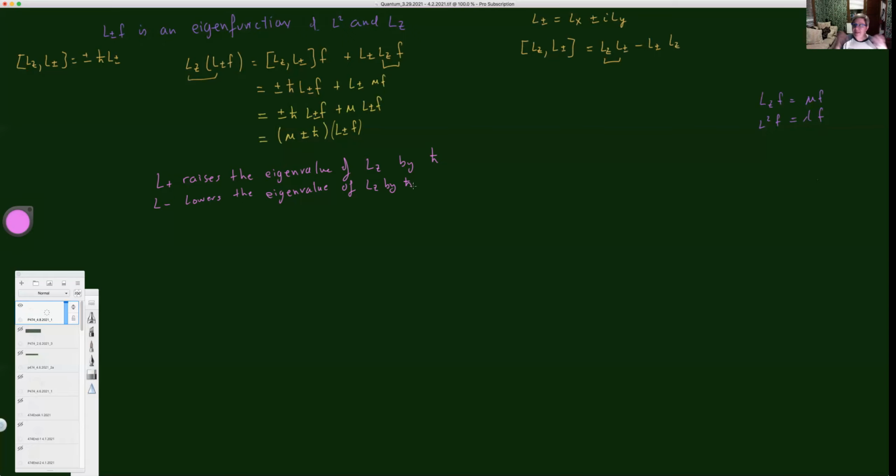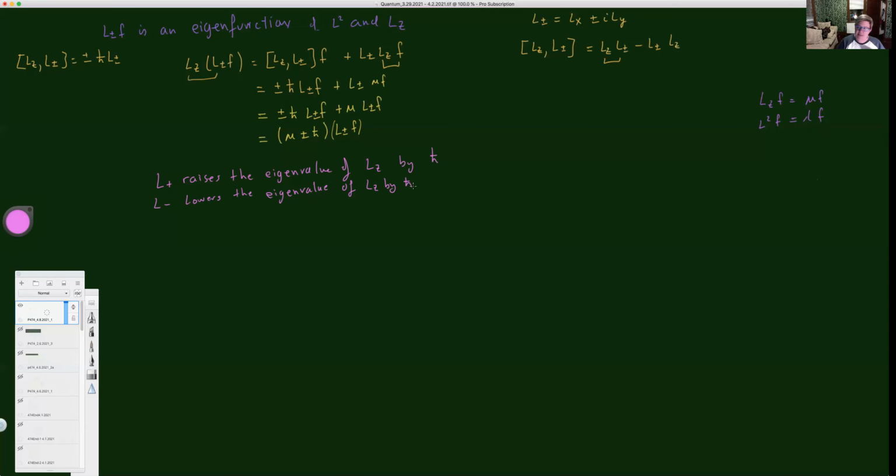You can't keep raising forever, right? Because if you keep raising the value of LZ, like how big LZ is, so imagine you have an angular momentum vector, it's pointing off into space, it's got a particular z component. It also has x and y components, but it has a z component, it has a length, L squared. If you keep raising the value of LZ, at some point you're going to raise it past the total length of the vector. You can't do that, right?